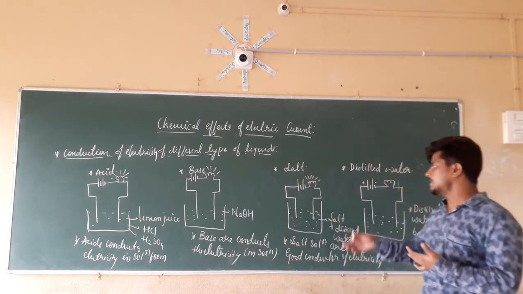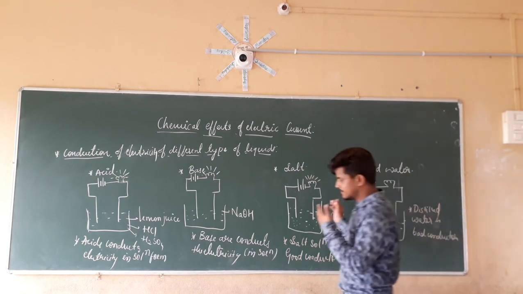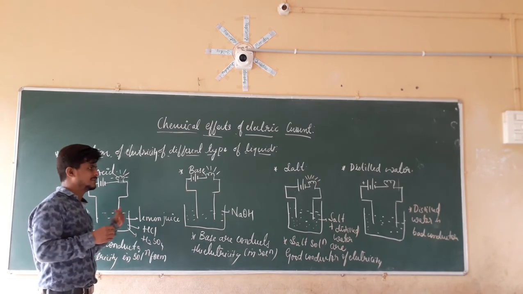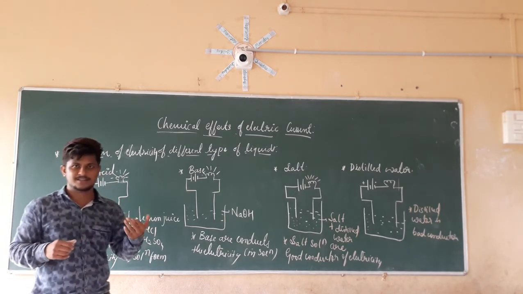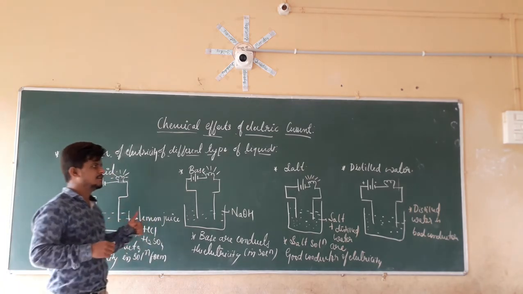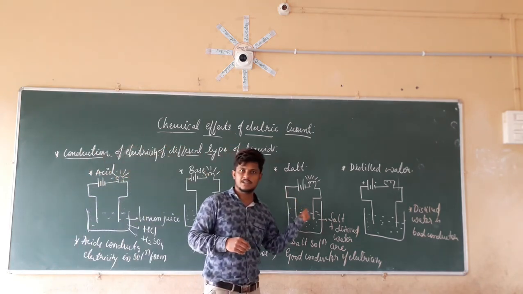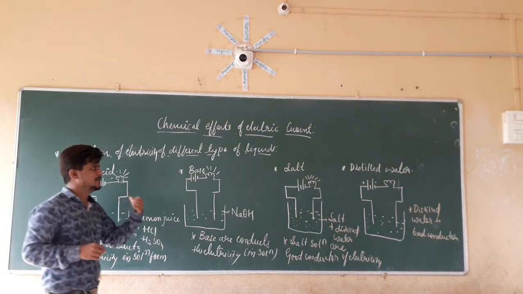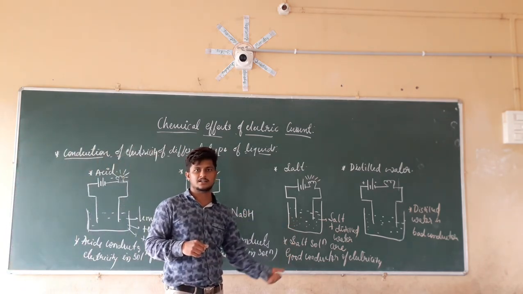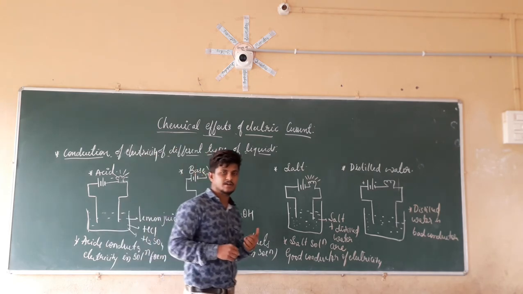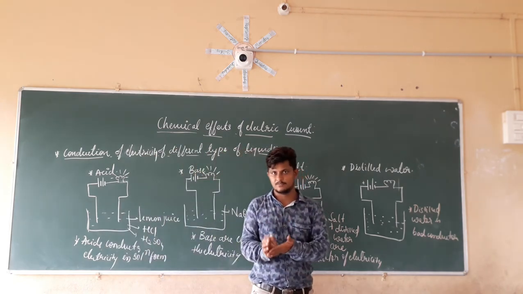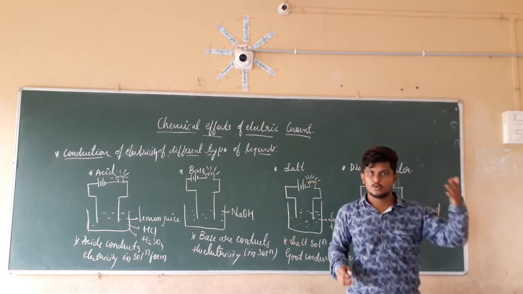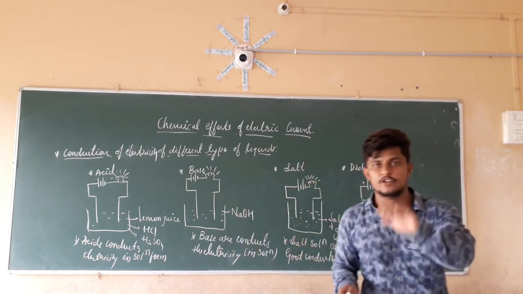In the same way, we can take any other example. These examples are necessary because we are going to study acids, bases, and salts, and all the liquids present are either acid or base or salt or in the form of distilled water. So acid, base, and salt solutions are good conductors of electricity, whereas distilled water is a bad conductor. If we take any acid, any base, any salt, all are good conductors of electricity in solution form.